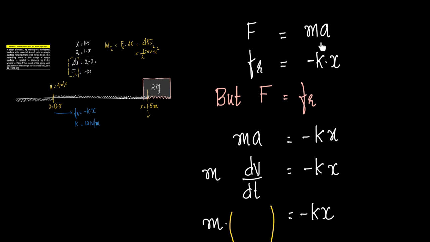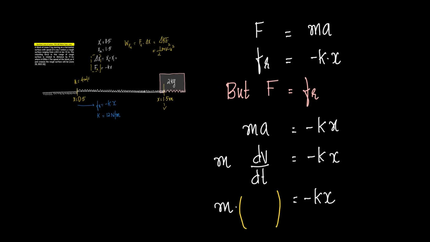F is equal to ma. Now what is F here? F is Fr, and what is Fr equal to? Fr is equal to minus kx, which means we can take that ma is equal to minus kx, and a is dv by dt. We have already discussed how this comes, but let's do it one more time. So a is equal to dv by dt.